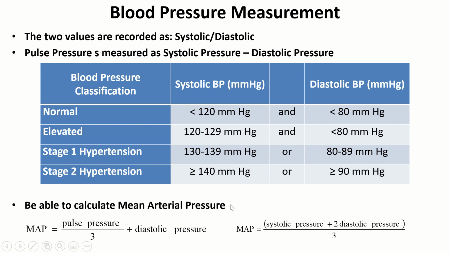And that can be done in a number of ways. 2 example equations are provided here, just as they are in the lab manual. Mean arterial pressure is the best indicator of what drives blood flow through the body, and you can utilize this equation, taking pulse pressure divided by 3, plus your diastolic pressure to help you calculate that.